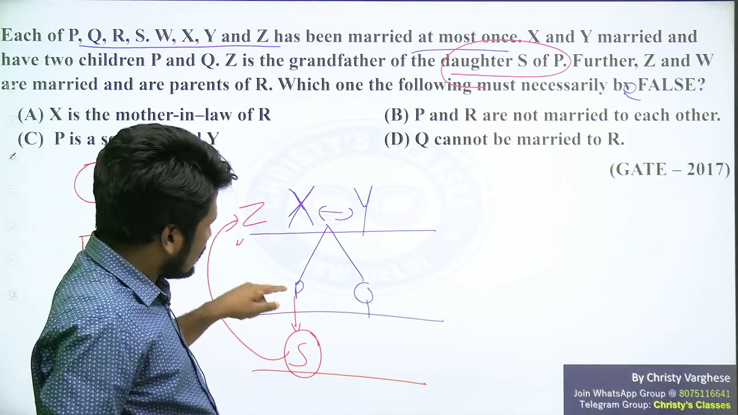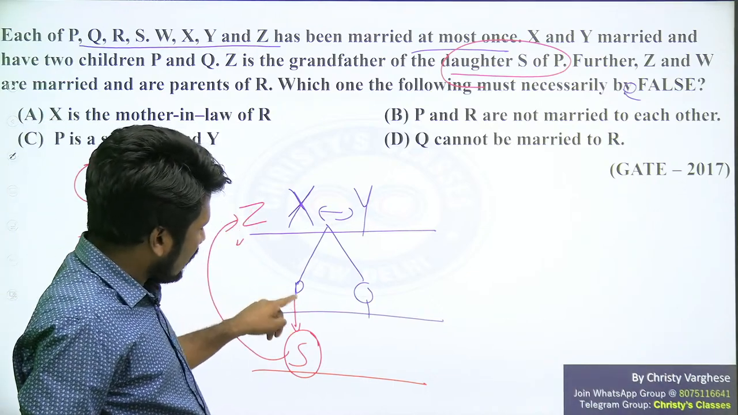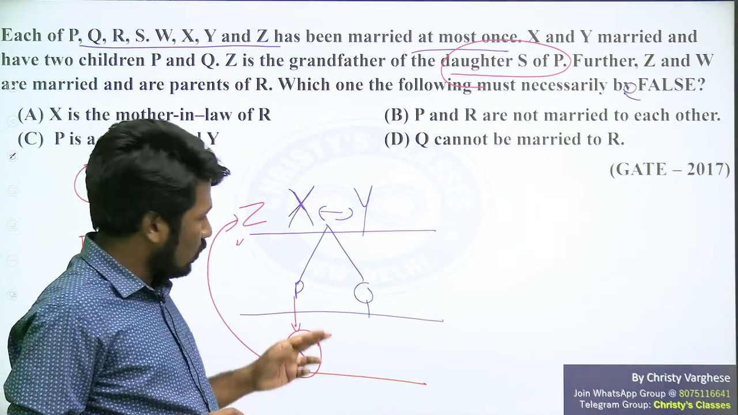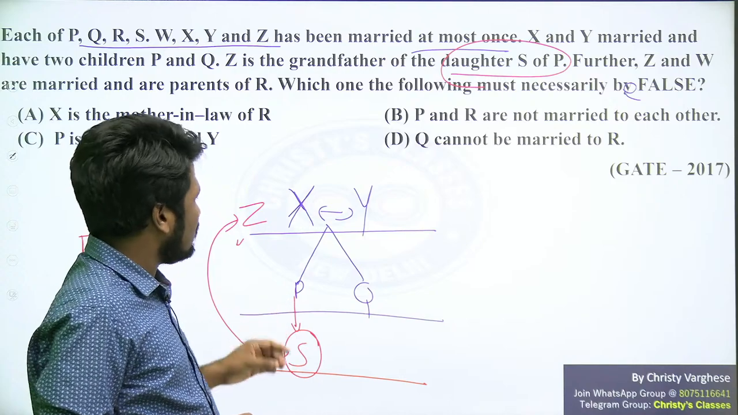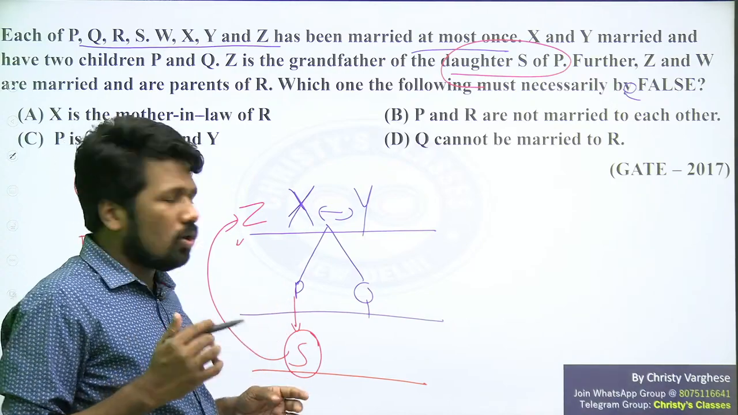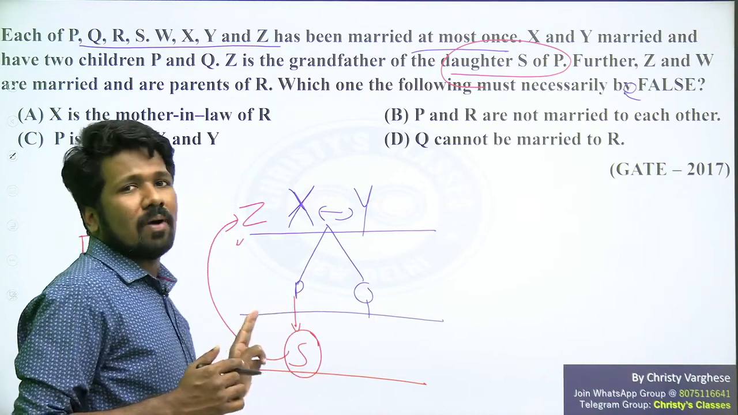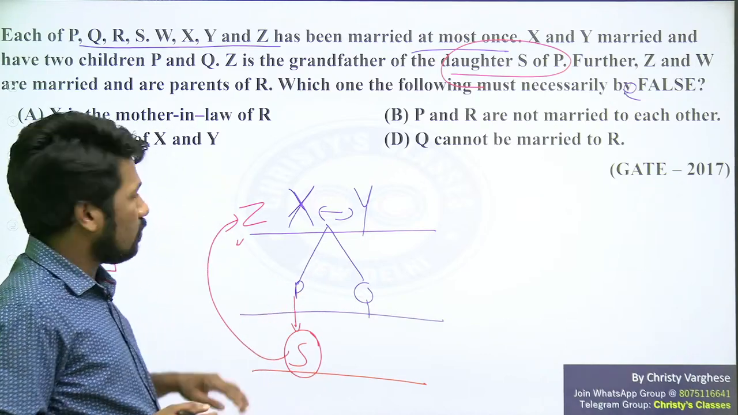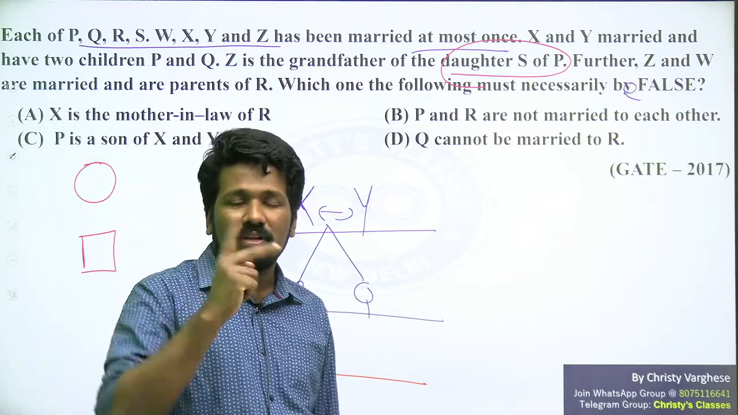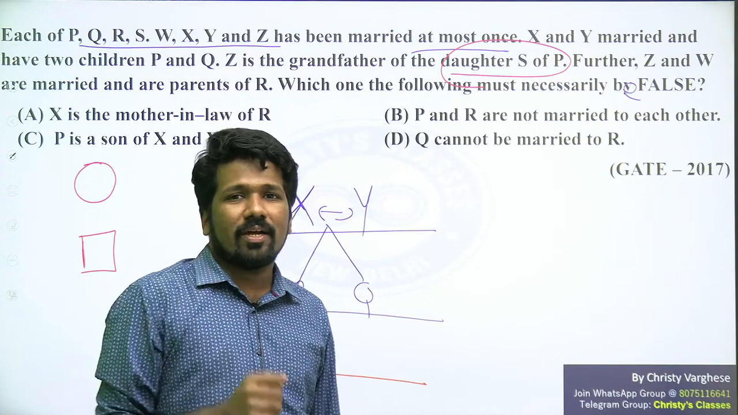Z being the grandfather for S, Z's son will be P, or Z's son will be P's partner. We don't know currently. Z's son or daughter, both are possible. Z's son or daughter will be either P or P's partner. That we can say, na? Because Z is the grandfather. For a person, there are two grandfathers possible: maternal grandfather and paternal grandfather.